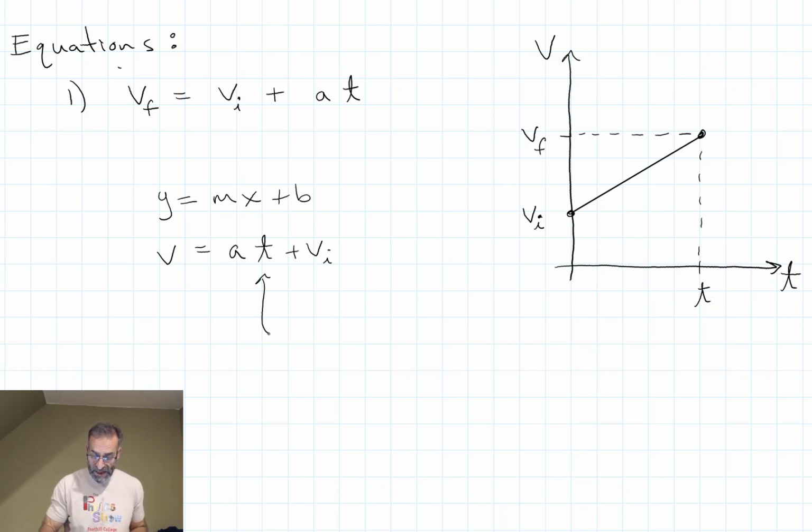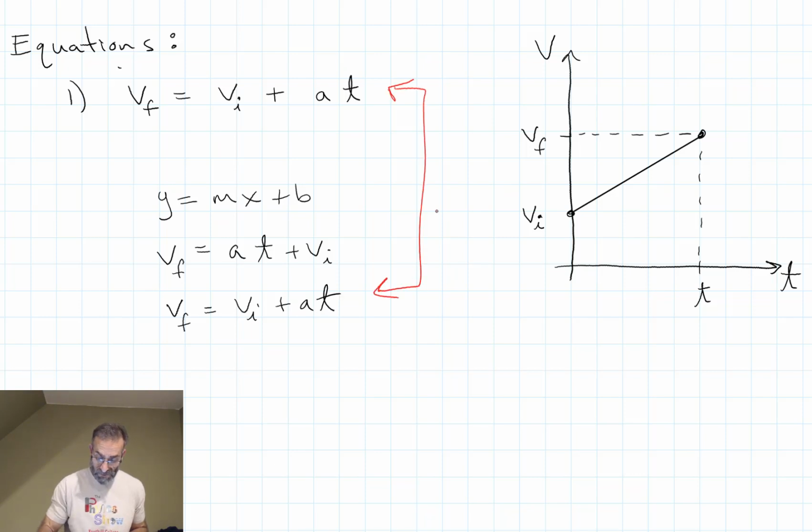And at time t, our velocity is v final. So I'm going to call this v final. And if I just rearrange some things here, I get v final is v initial plus at, our first equation.